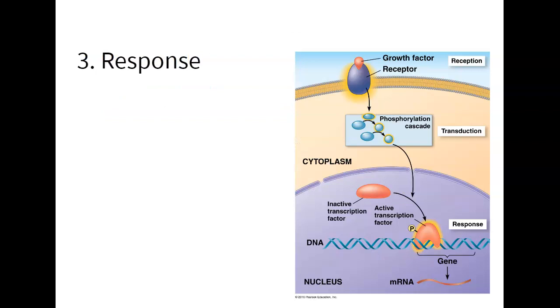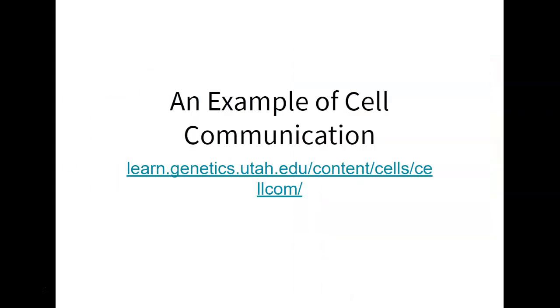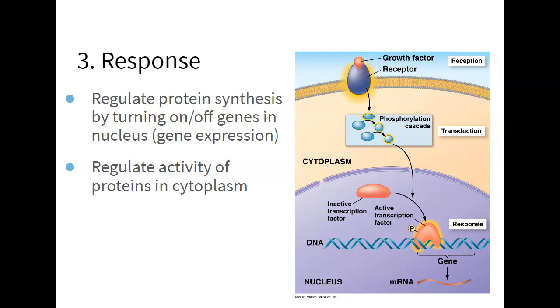Which leads us to the response. So at this point, the response means that the cell is actually going to do something once the signal has finally made its way to the endpoint. And this could be turning certain genes on and off, like in this picture. There's some kind of growth factor acting as a ligand. It triggers the receptor. In this case, there's a phosphorylation cascade. So things are getting phosphorylated, moving down the line, using up ATP. The signal molecule will make its way into the nucleus, and then that will trigger the response of turning on a gene.